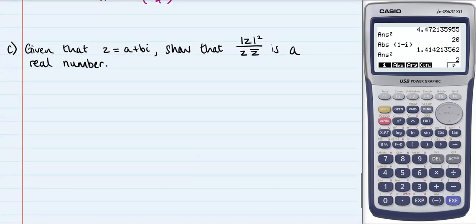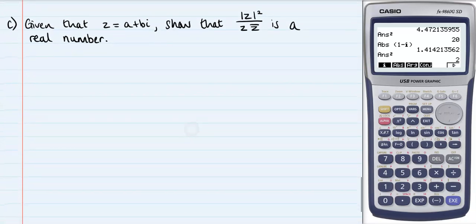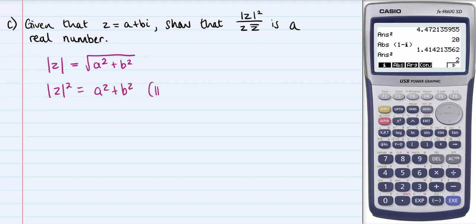And finally, the last chance for merit on these ones, part C, show that this is a real number. So the modulus of z squared is the square root of a squared plus b squared. So the modulus of z all squared would be a squared plus b squared. That's real at the moment.